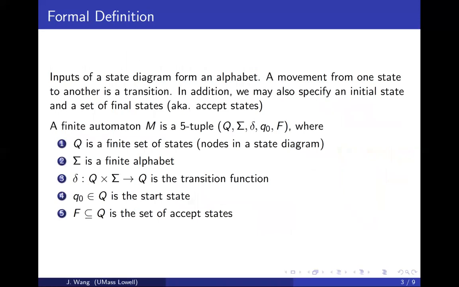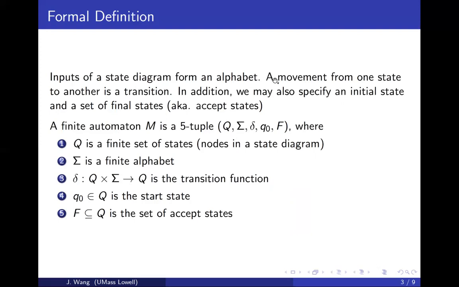So this is a state diagram. Now let's formalize this state diagram, and we define what a finite automaton is. First, let's define what an alphabet is. The inputs of a state diagram form an alphabet. In our previous example, we have 4 inputs, so that's our alphabet.